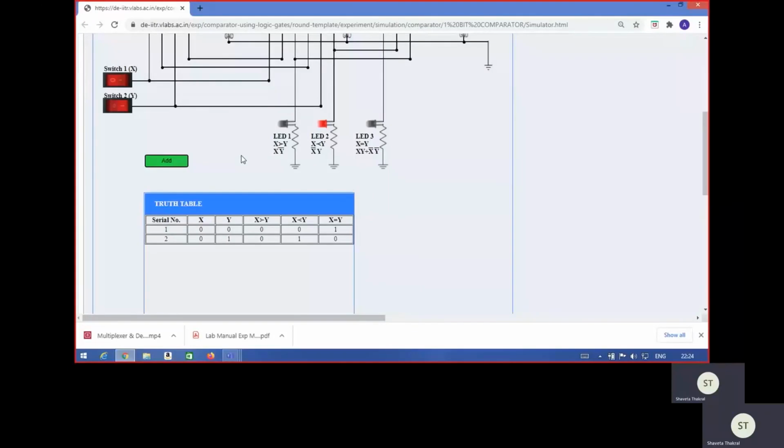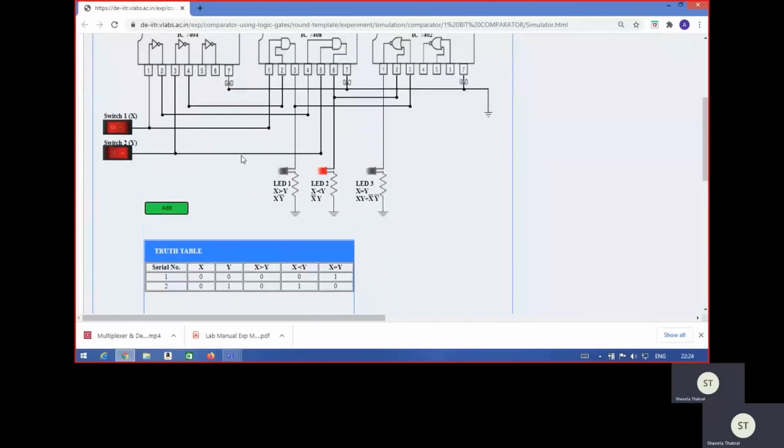And the third combination we need to check is the 1, 0 combination. So we change the x switch to 1 and the y switch to 0. So when x is 1 and y is 0, x is greater than y, and that decision is taken on the first output line. So the first LED starts glowing. We can add this combination to the truth table.